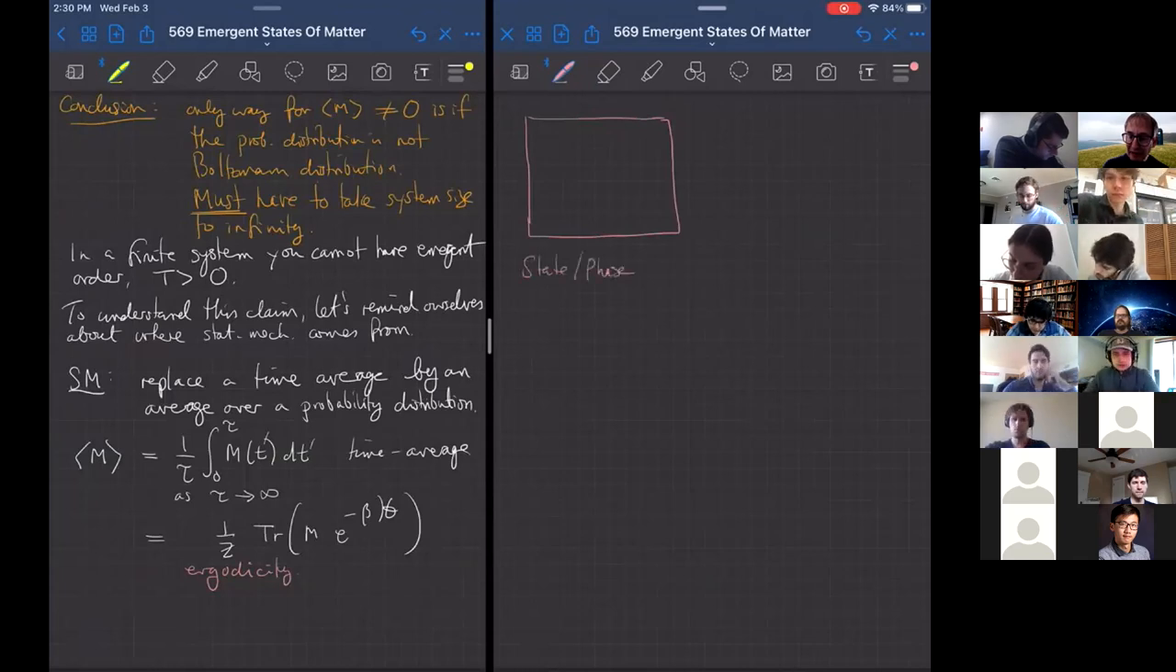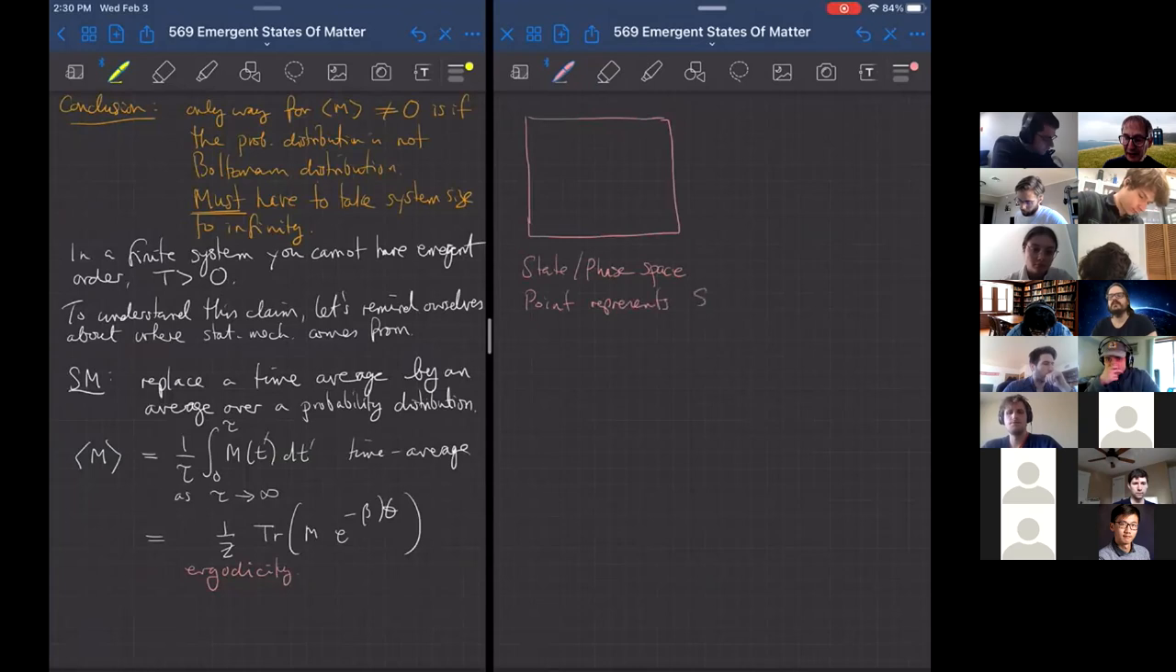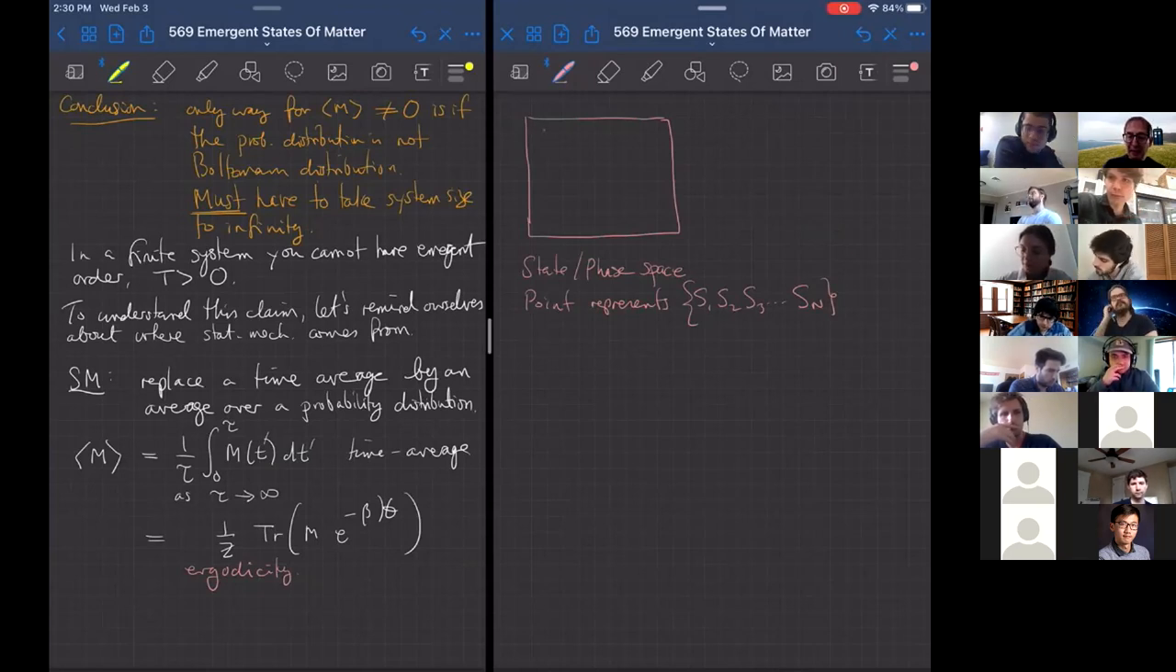Or more generally, phase space, and so every point in this space represents the configuration of all of the spins in the system. So it's an n-dimensional space where n is the number of spins. In another system, it would be a 6n-dimensional space if it's a particle system, for example. And so what the system is doing is moving between different states.